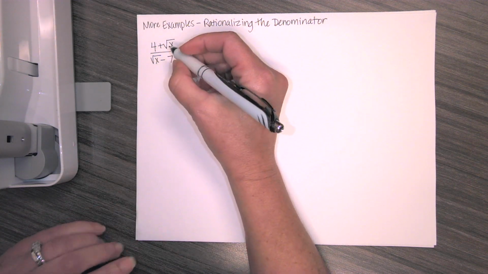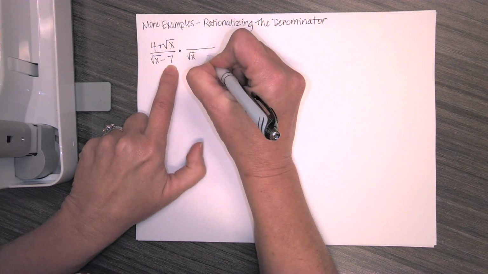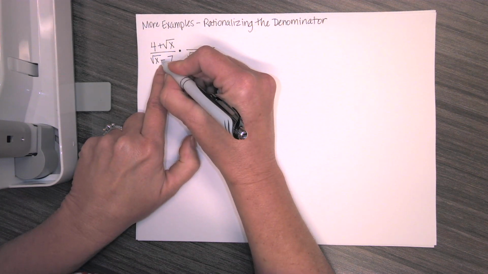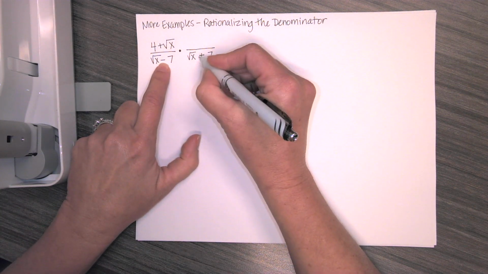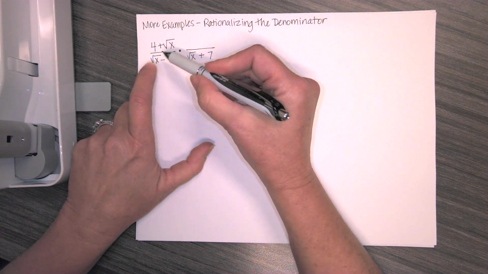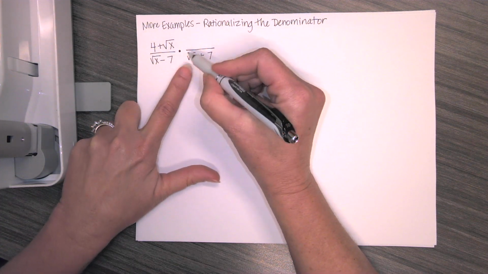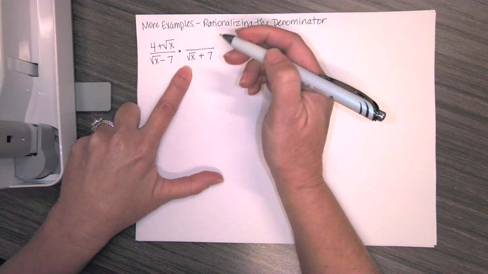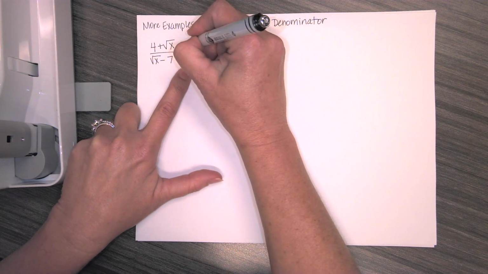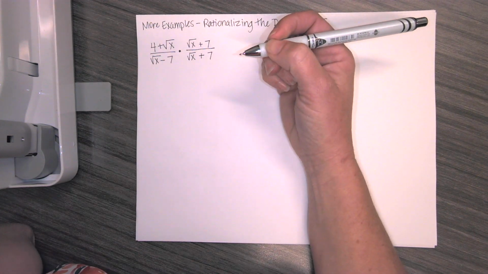So the conjugate will have the same terms, square root of x and 7, but instead of having a subtraction sign, you'll do the opposite, and your conjugate will have an addition sign. If this had been a plus, then in your conjugate it would be a minus. So square root of x plus 7 is the conjugate of square root of x minus 7. We're going to multiply the top and bottom of this fraction by square root of x plus 7.